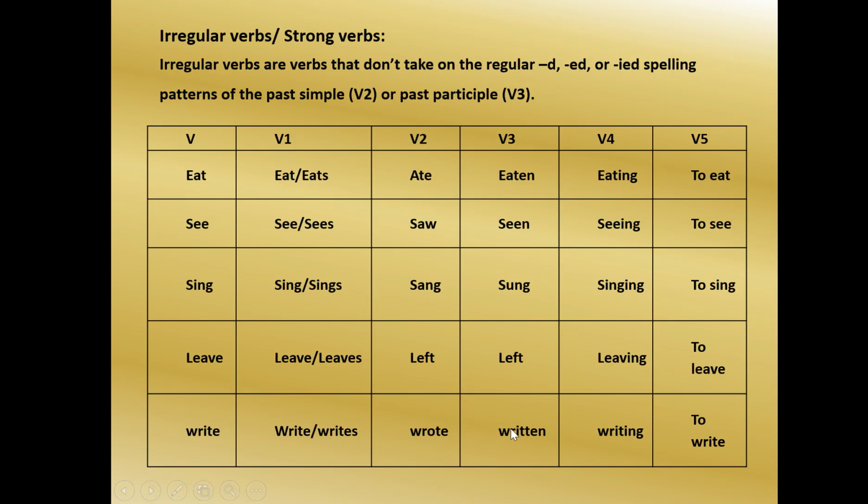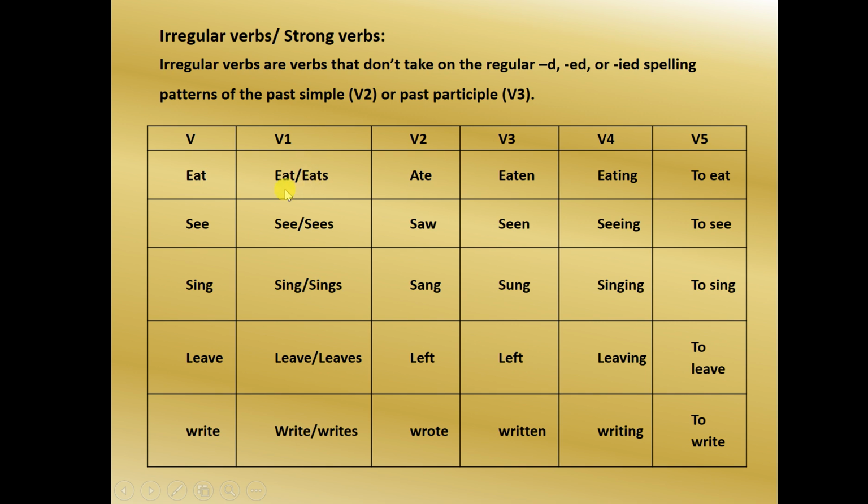Let us see irregular verb forms. The other name for irregular verb forms is strong verbs. Irregular verbs are verbs that don't take on the regular d or ed or ied spelling patterns of the past simple V2 or past participle V3. So how can we write irregular verb forms for these base verbs? Let us see some examples.